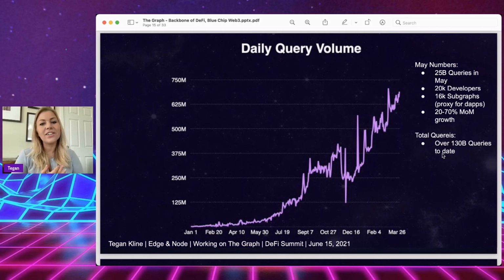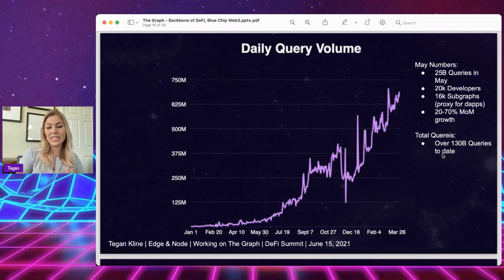This chart here shows The Graph's query volume on The Graph's hosted service. And we've seen consistent growth month over month. In May, and this is actually new numbers, in just the last month, The Graph did 25 billion queries. And there are over 20,000 developers that use The Graph, and those developers have created over 16,000 subgraphs, and subgraphs are a proxy for dApps or applications. Some applications can have more than one subgraph, as we saw with the example of Uniswap. So it's not a direct number, but it is a proxy.